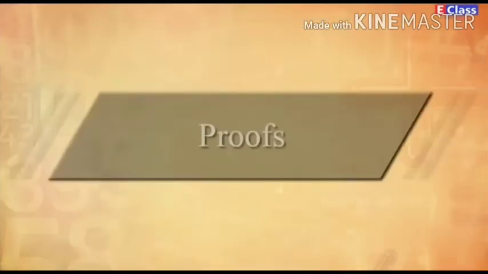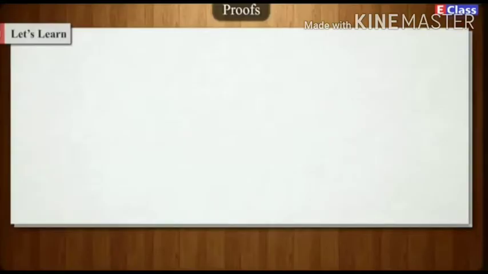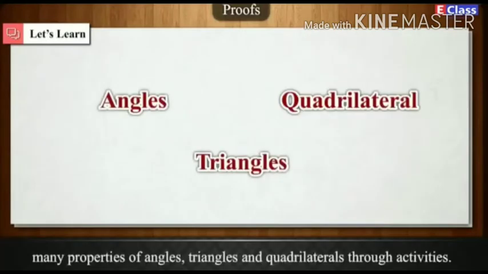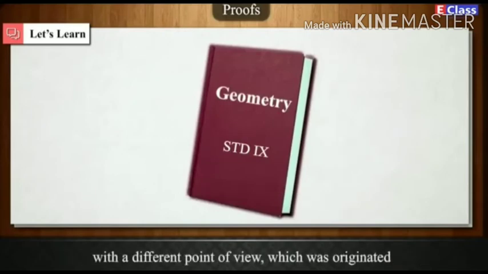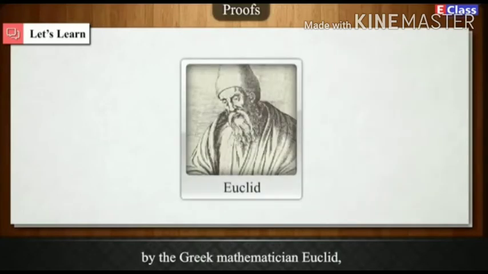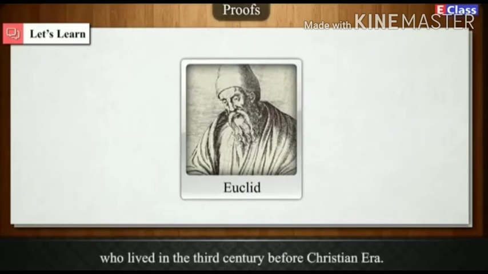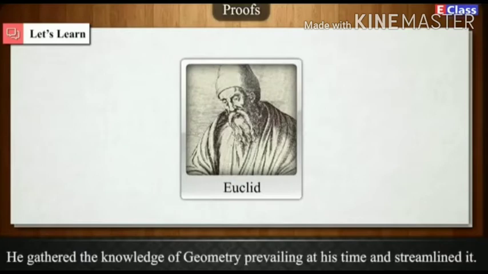Proofs. Let's learn. We have studied many properties of angles, triangles, and quadrilaterals through activities. In this standard, we are going to look at the subject of geometry with a different point of view, which was originated by the Greek mathematician Euclid, who lived in the 3rd century before the Christian era. He gathered the knowledge of geometry prevailing at his time and streamlined it.